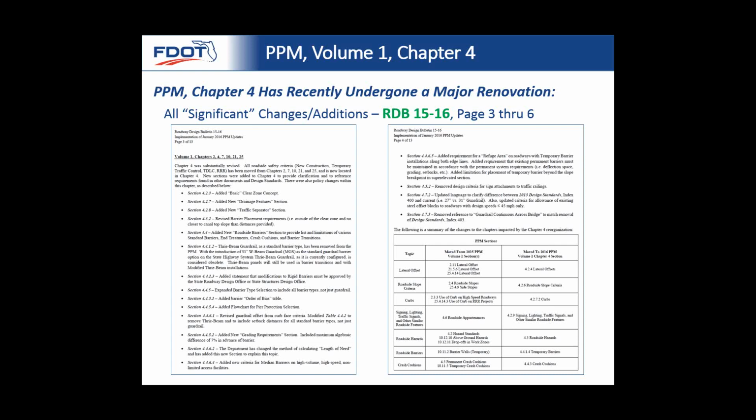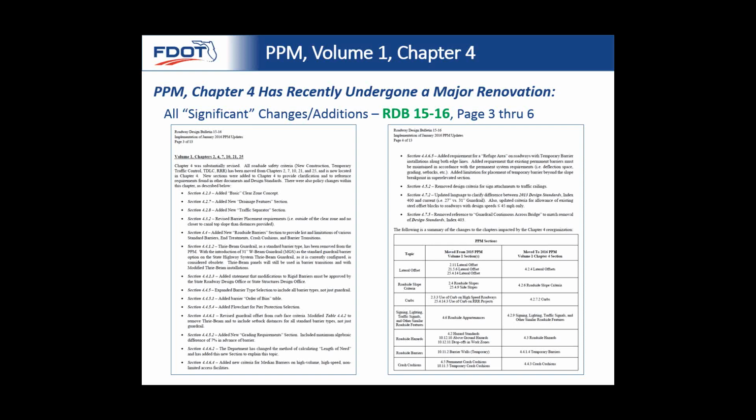This slide is just kind of to provide a link for some people who may have been familiar with the old Chapter 4 of the PPM and now look at it today in the 2016 version and question maybe where some of the old information got moved to or where it came from. So if you look back at the implementation letter that went out in Roadway Design Bulletin 15-16 from FDOT, pages 3 through 6 have a pretty detailed outline of all the major changes to Chapter 4.